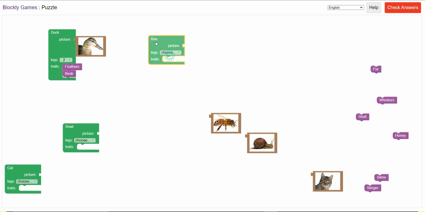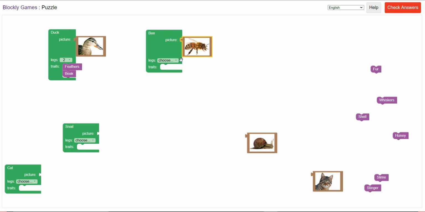And then we're going to do the bee. For the bee, we're going to put the picture right here, and then we're going to choose its legs, which is 6. And then its traits are it produces honey, and a stinger.